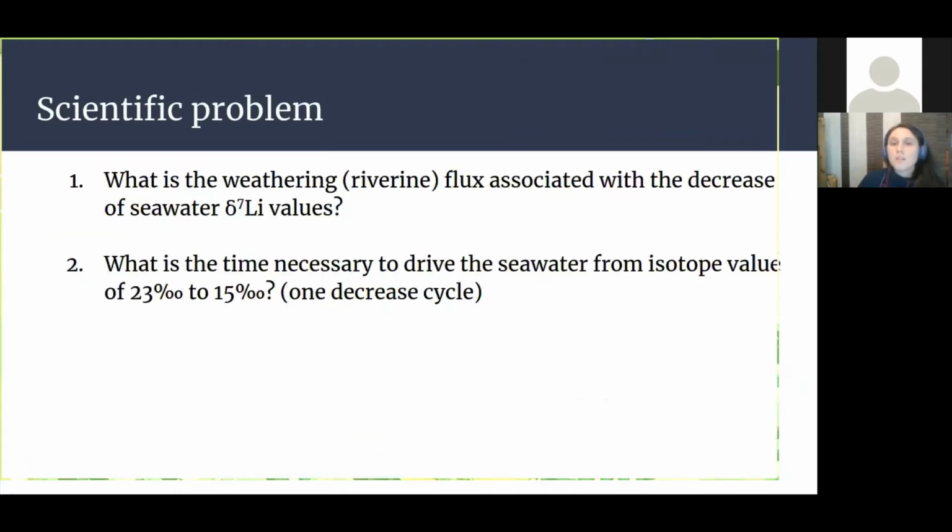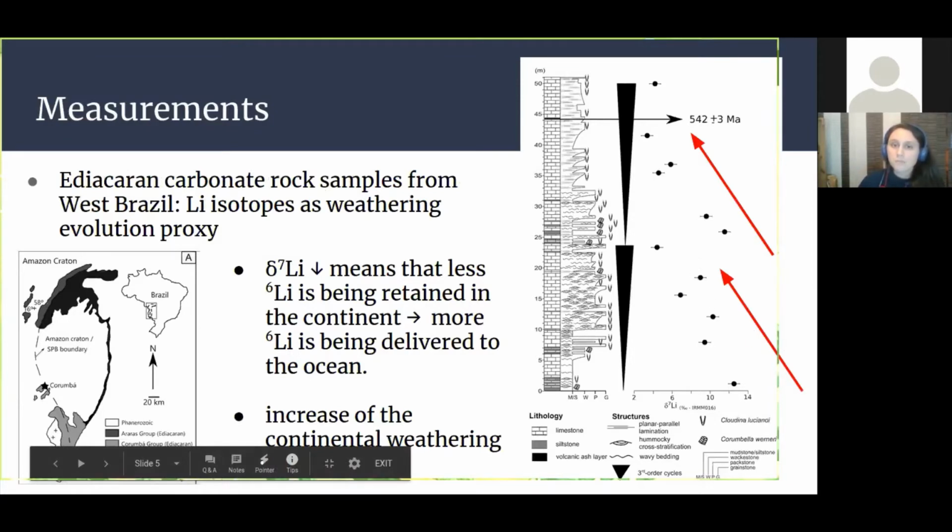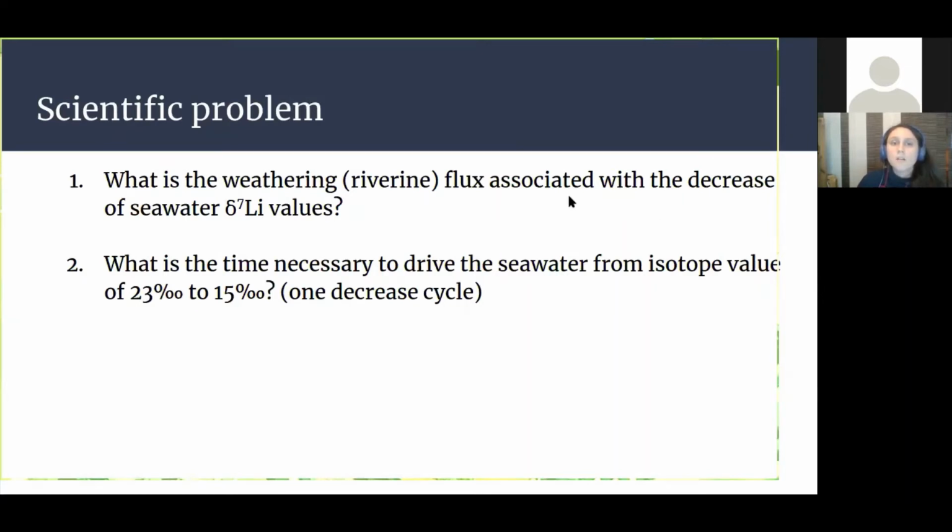So based on these previous results, we established two questions that we want to answer. The first one is, what is the weathering flux associated with the decrease of seawater delta 7 lithium values? And the second one is, what is the time necessary to drive the seawater from an isotope value of 23 per mil to 15 per mil? That is one of these decrease cycles that we see over here. And only to clarify, in our case, we can also call the weathering flux a riverine flux, because most of the weathering flux that brings things to the seawater comes from the rivers.